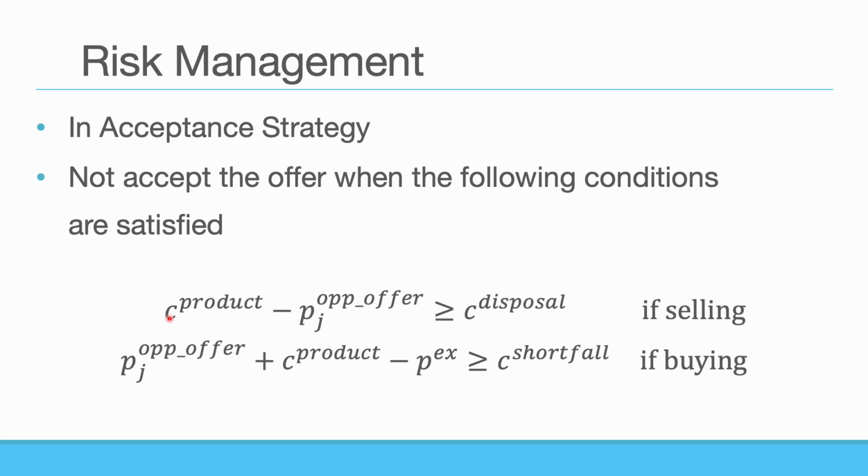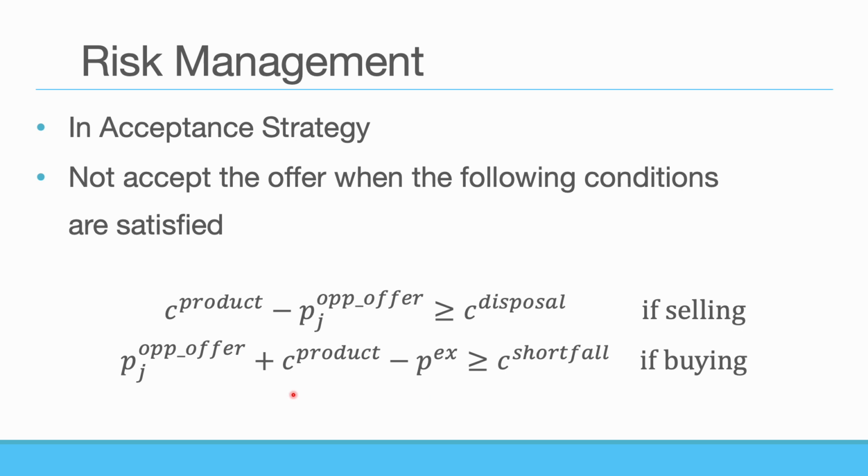In this equation, this is the production cost. This variable is the price of opponent offer. This is the disposal cost, and this is the shortfall penalty. And this is the price of exogenous contract.